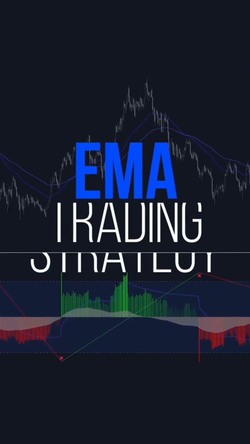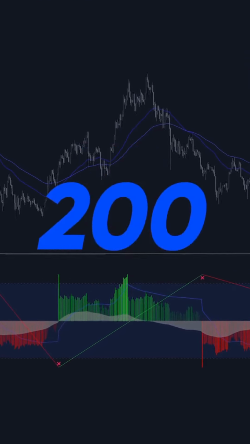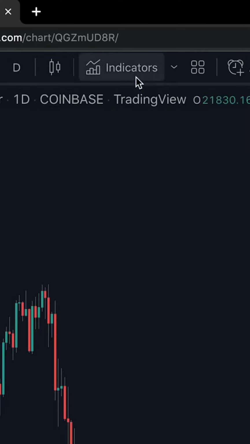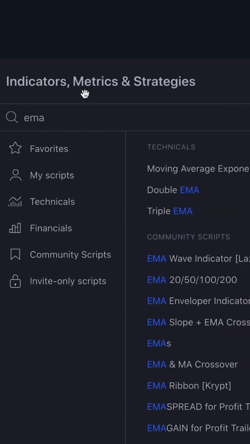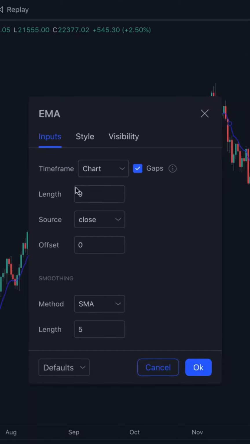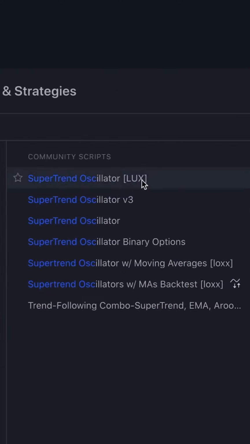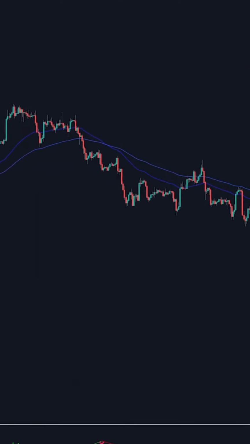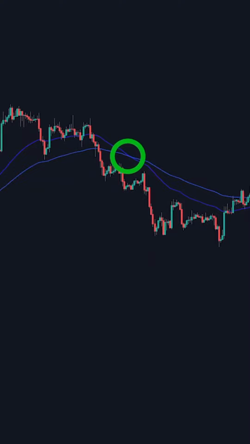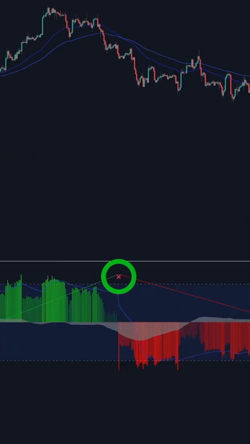Here's an EMA trading strategy that I tested 200 times for trading stocks. First, go to the Indicators tab and then add 2 exponential moving averages. You're gonna make one a 50 EMA and the other a 100 EMA. Then type in Super Trend Oscillator and add this one by Lux Algo. The strategy is simple. You enter once the 2 EMAs cross and the super trend oscillator changes in color.